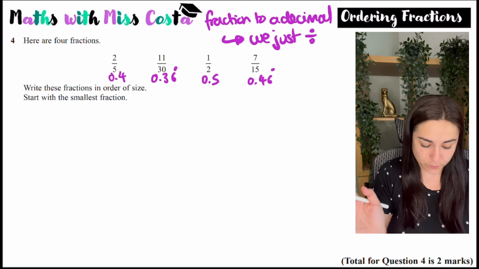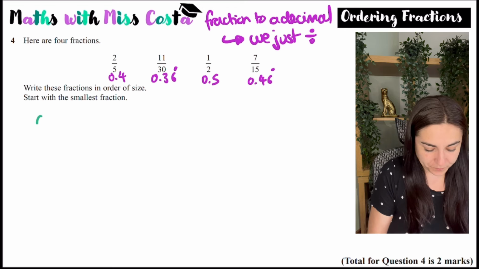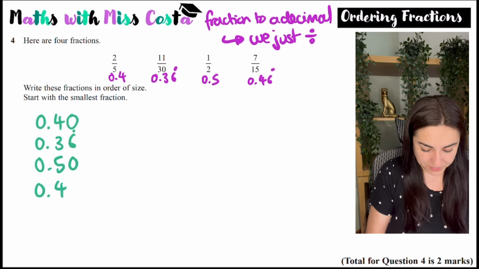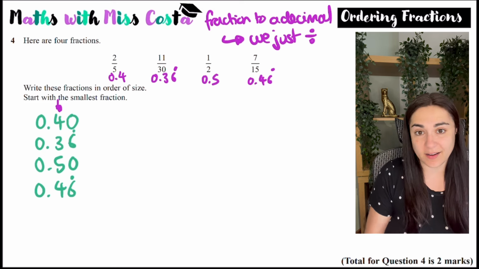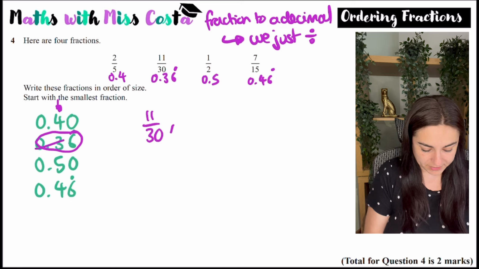So what we could do is look at the decimals. The smallest decimal, if I ordered them, so that would be 0.4, and I just put 0 just so that I can compare them. 0.36 recurring, 0.50 and 0.46 recurring. I look in the first column because this is the largest place value, and 3 is the smallest digit. So 11 over 30 would be the smallest fraction.